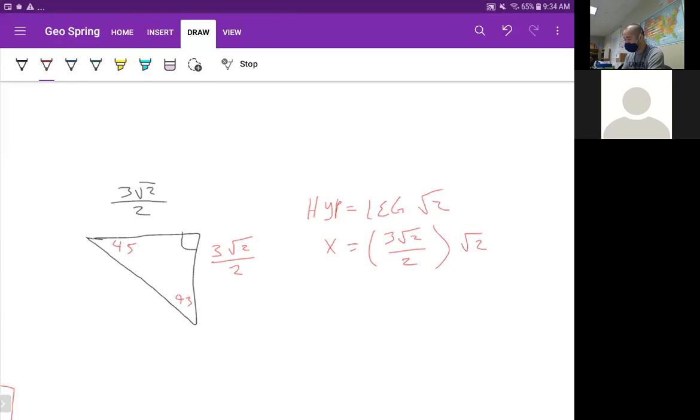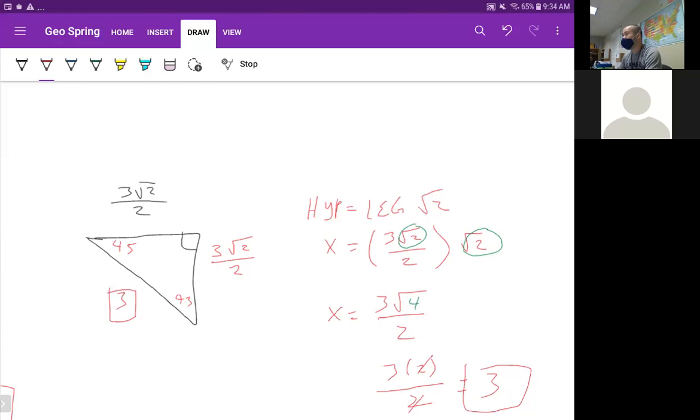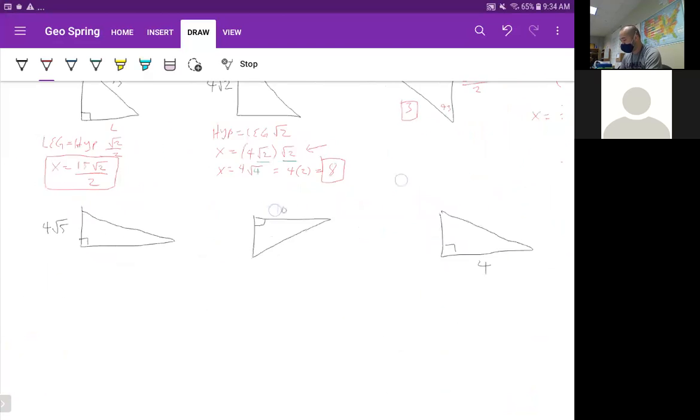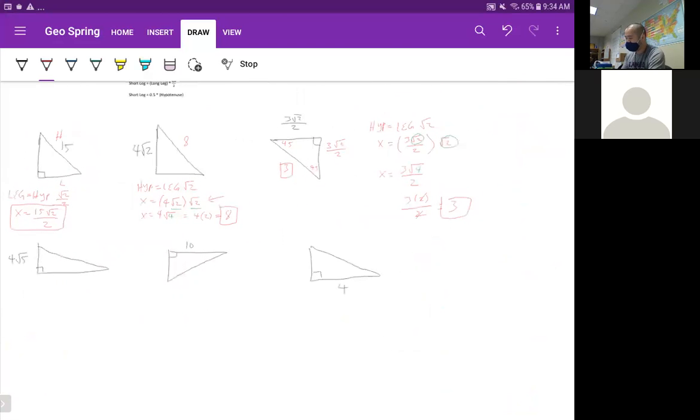This one will actually work well if you put it in the calculator. So these are like terms, they go together. So x equals 3 square root of 4 divided by 2. 2 times 2 is 4. So that's going to be 3 times 2 divided by 2. 2's reduce. You get 3 is your answer here. So 3. There is a pattern here if you can figure it out. If you have something like that, you can use the pattern. So those are the 45, 45, 90 triangles.